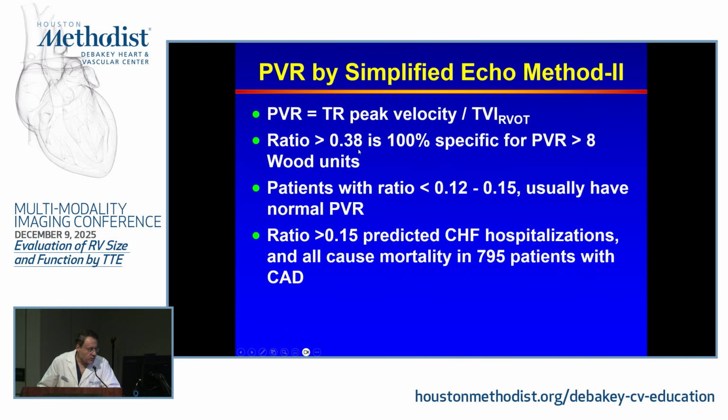A ratio that is more than 0.38 is 100% specific, but look for a huge increase in the pulmonary vascular resistance. A ratio less than 0.12 to 0.15 means normal PVR; in between, which is a big range, it could be anywhere. In patients with adult congenital heart disease and pulmonary hypertension, this expression was found to be least reliable.